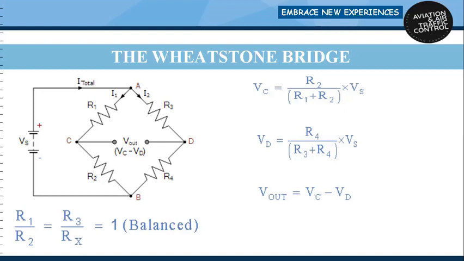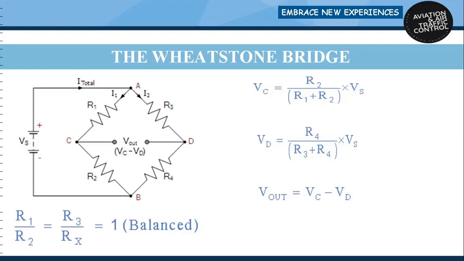The ratio of R1 by R2 is equal to R3 divided by Rx, or R4, which will be equal to 1 when this bridge is balanced. Balanced means the voltmeter connected between terminals C and D will read 0 volts. To find the unknown value of resistance R4, we will use the same equation, and R4 or Rx will become R3 multiplied by R2 divided by R1.